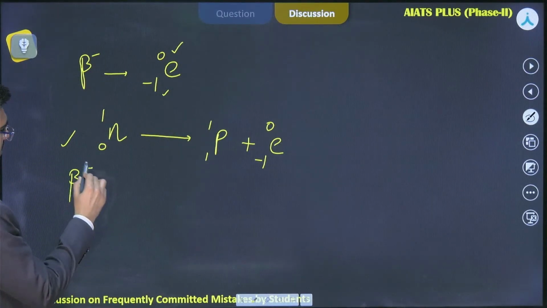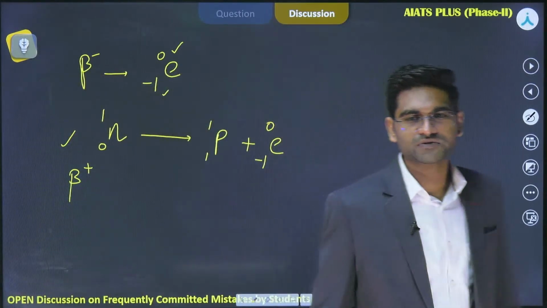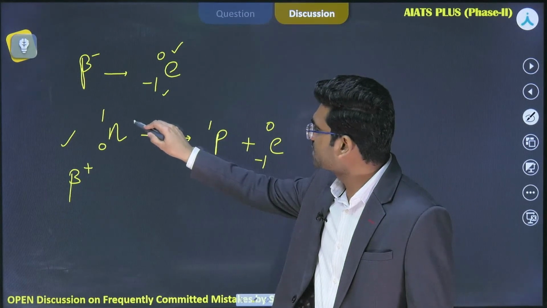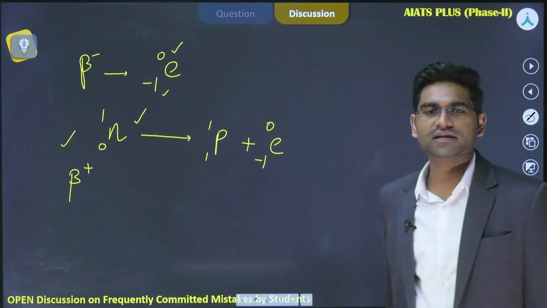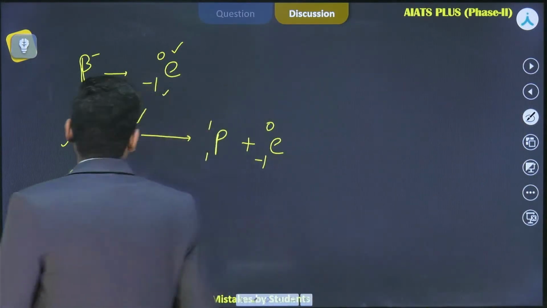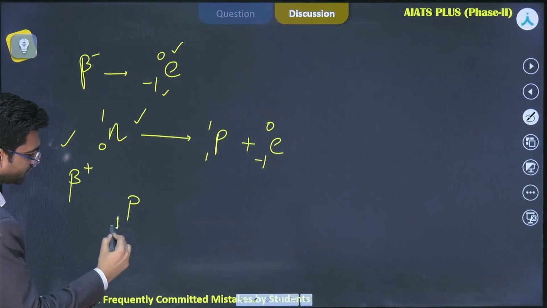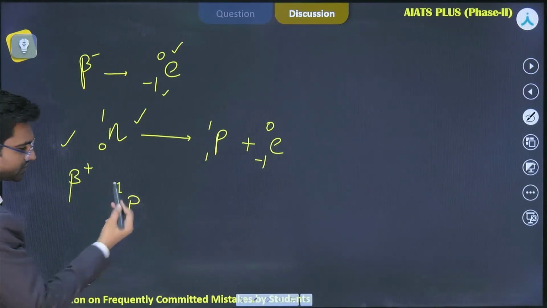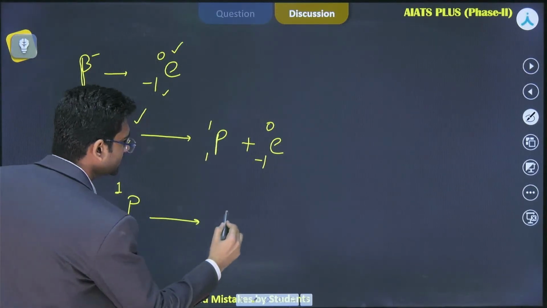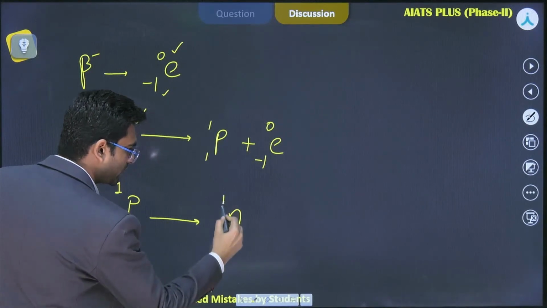What happens in beta plus emission? Anybody? So, in beta minus emission, a neutron inside a nucleus converts into a proton and an electron is released. What happens in beta plus emission? A proton inside a nucleus, and how will we write a proton? As 1P1, right? Atomic number is 1, mass number is also 1. It will be converted into a neutron, that is 0n1, okay?